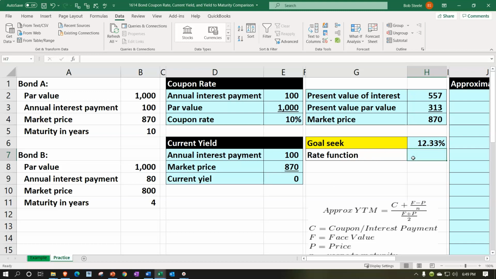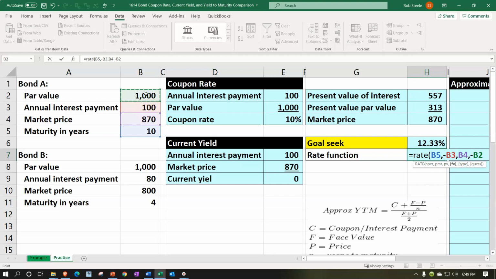Okay, now we're going to have the rate. We could do this with the rate calculation too, equals the rate. The rate and shift 9. This is the number of periods being 10, comma, the payment needs to be negative. So I'm going to say negative payment 100, comma, and then the present value is the 870, comma, future value needs to be negative. That's at the maturity, the 1000, comma, and then the end of the period, the 0. And there it is, closing that up and enter.